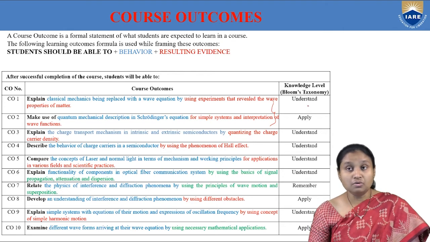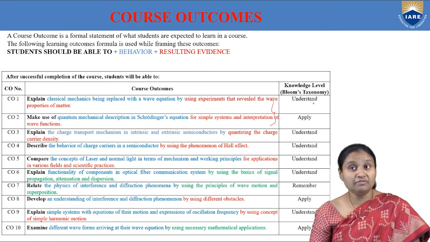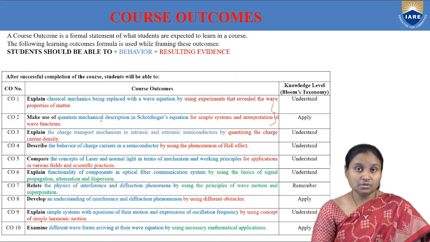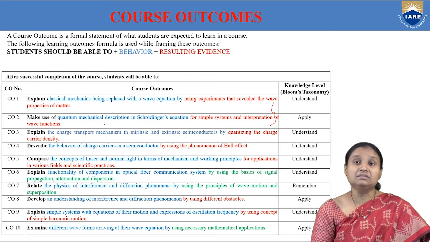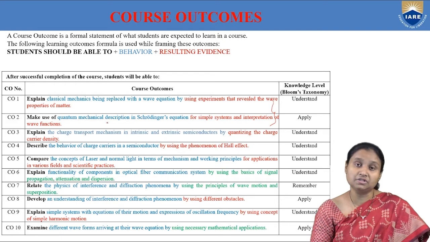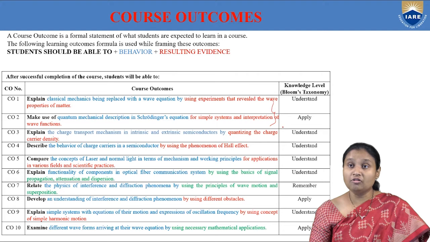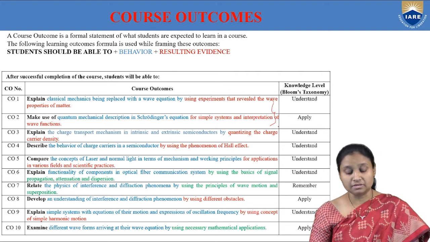And this particular course outcome comes under the Understand level of Bloom's taxonomy. The second course outcome related to quantum mechanics is: make use of quantum mechanical description in Schrodinger's equation for simple systems and interpretation of wave functions. And this course outcome comes under the Apply level of Bloom's taxonomy.